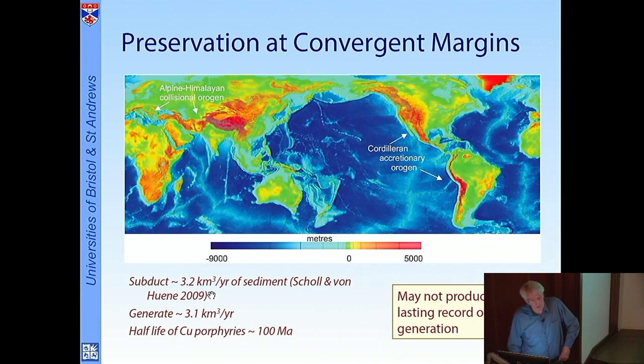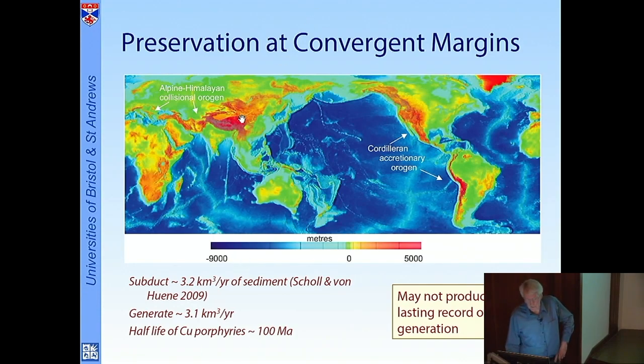But what is really striking is that if you go to those plate margins, the volume of sediment that you're subducting every year is terribly close in size to the volume of magma you're making every year. So these sites along destructive plate margins destroy crust as fast as you make it. If you're of economic geology bent, the story goes that the half-life of copper porphyries in the Andes is 100 million years, so you have to get in there before they get destroyed. So as places to make long-lasting continental crust, these are not as great as we might have thought.